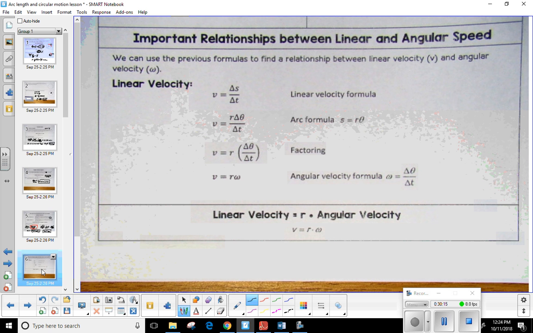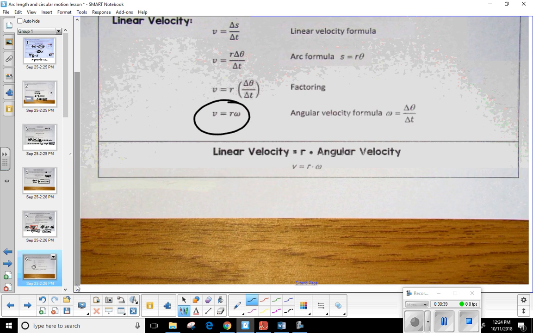All right. So we can use all those previous formulas to find a relationship between linear velocity v and angular velocity omega. So this is the one, if you want to use the formula, this is what you're going to do. But honestly, this is one of those times where I never really start from the formula. I always start from one fraction. Always, always, always the same.